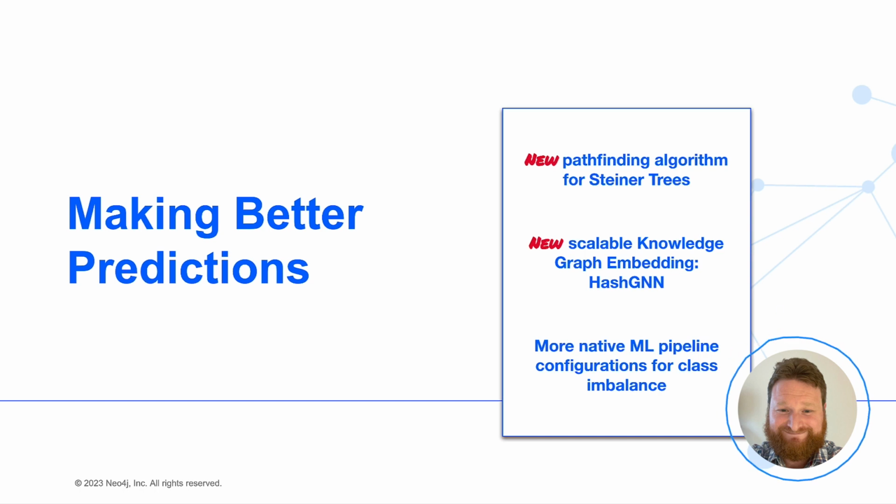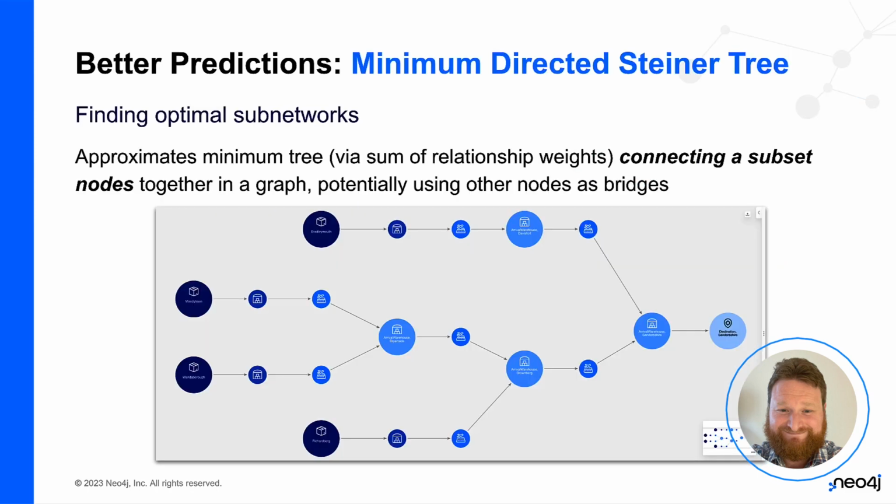So in making better predictions, we're going to go over a new pathfinding algorithm for Steiner trees. We're going to go over a new type of graph embedding. And we're going to talk a little bit about some improvements to the native machine learning pipelines for handling class imbalance. So to start out for pathfinding, we've included this new algorithm called minimum directed Steiner tree.